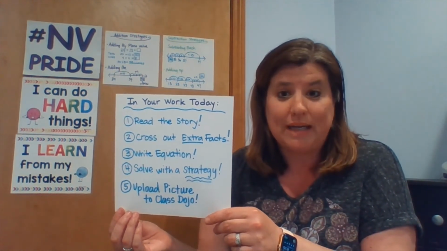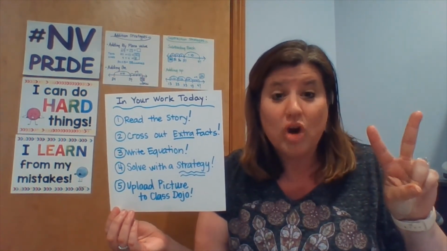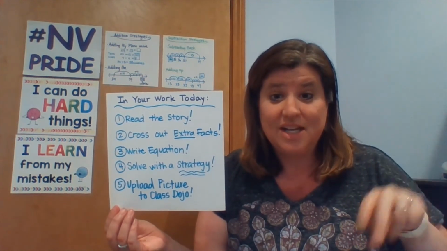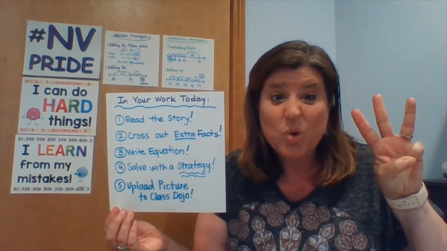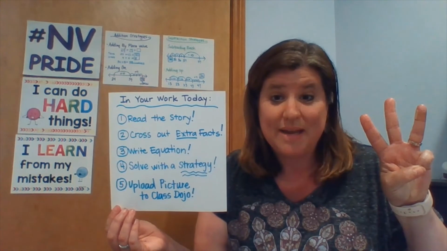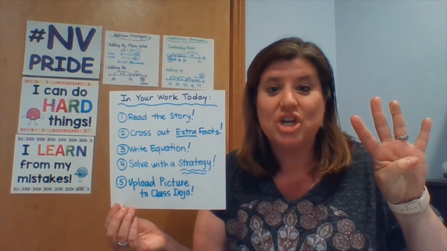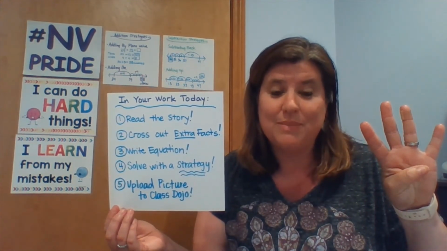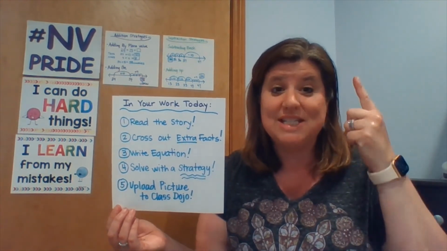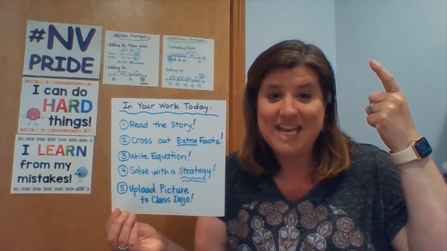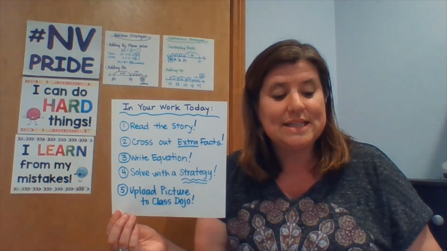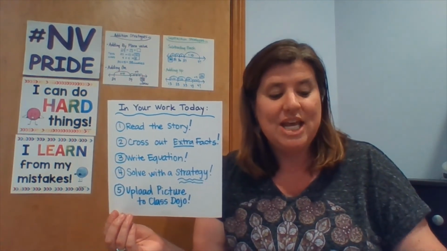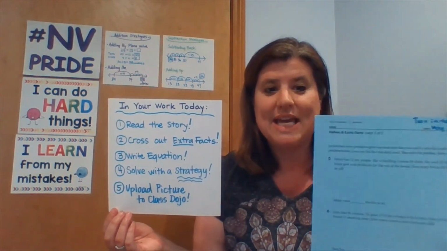First, you're going to read the story. Second job, you're going to cross out the extra facts. Third job, you're going to write an equation that matches your story. Fourth job is you're going to solve that story problem using one of the strategies that we just talked about in the video. And of course, last but not least, your math assignment looks like this.